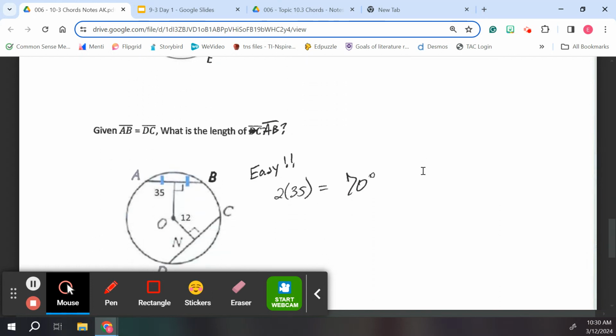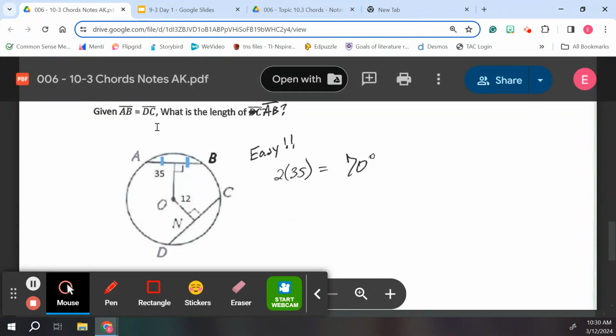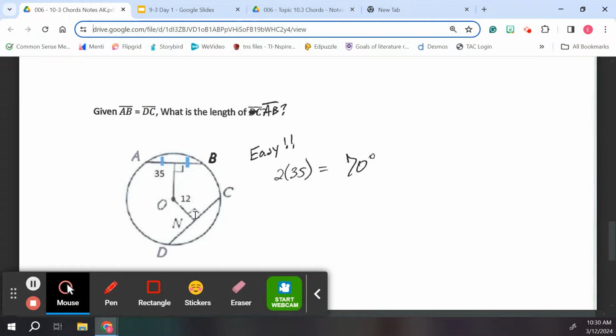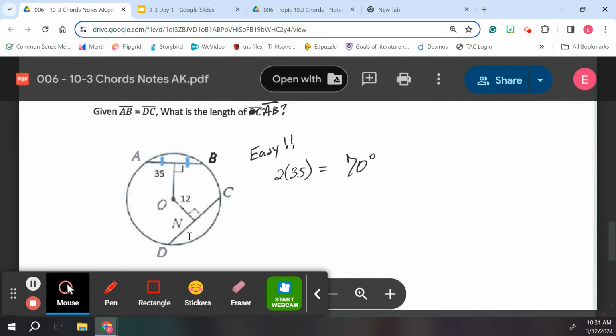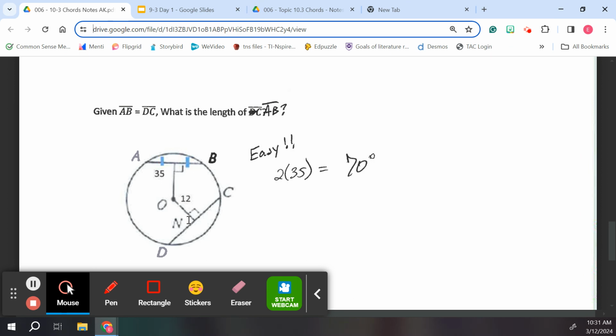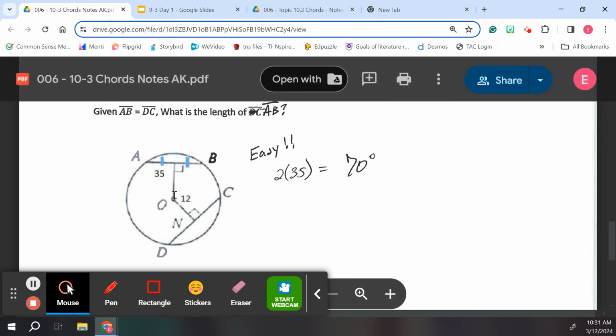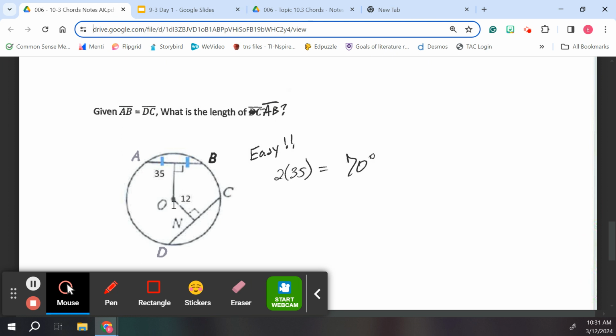All right, second one, given AB is equal to CD. So here's AB, this is equal to CD. What is the length of AB? Well, if that's 35, you're multiplying it by 2, it's just 70 because they have the congruency marks given to you. Okay? Any questions on that? That would also make CD 70 as well. And since these would be congruent, these would be equidistant. So if this is 12, this would have to be 12 as well. Okay?